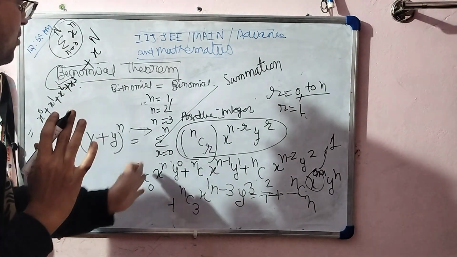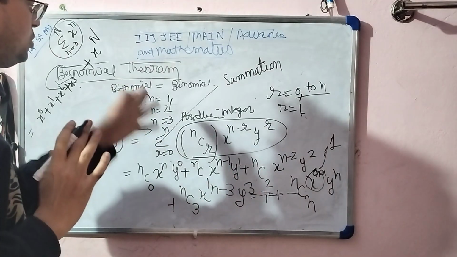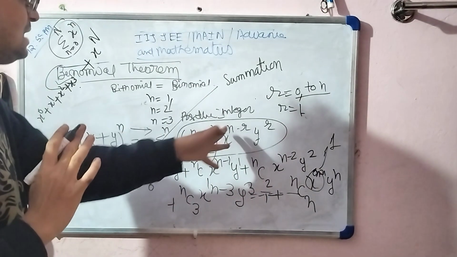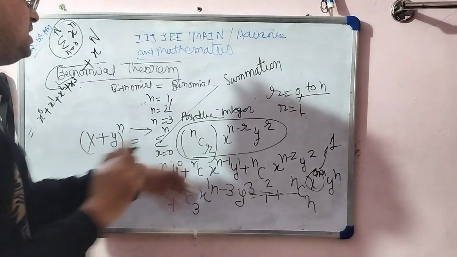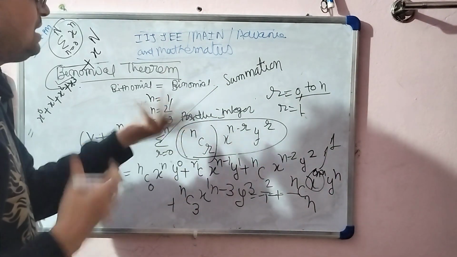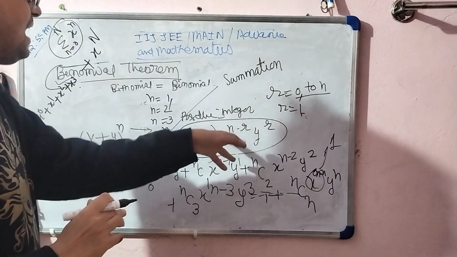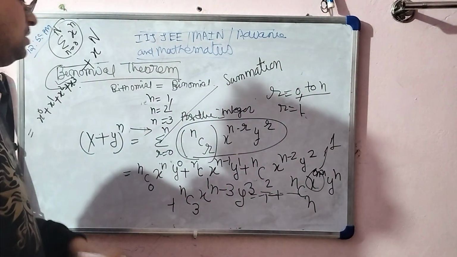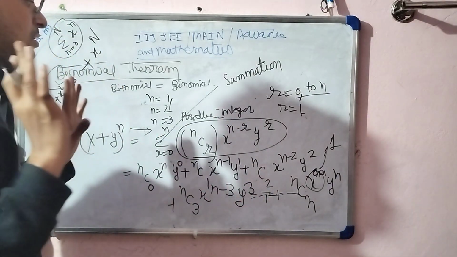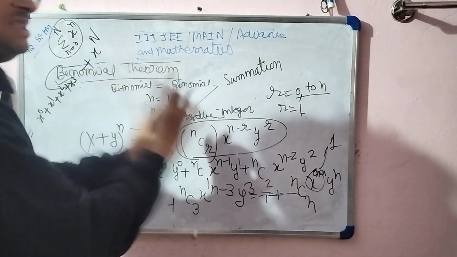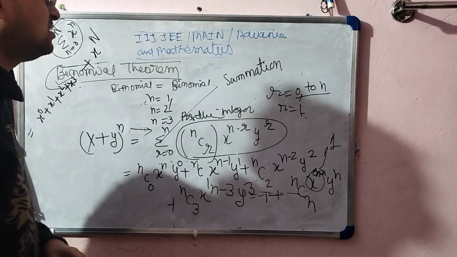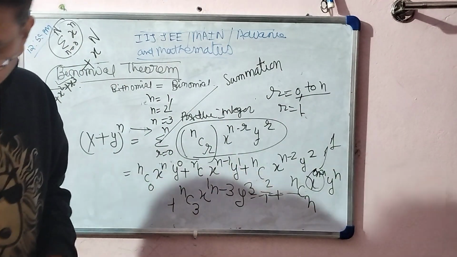(x plus y) to the power n equal to sigma r equal to 0 to n, nCr x to the power n minus r, y to the power r. What is nCr? This is a combination. You have to memorize that in your finger points. Okay, we will proceed.